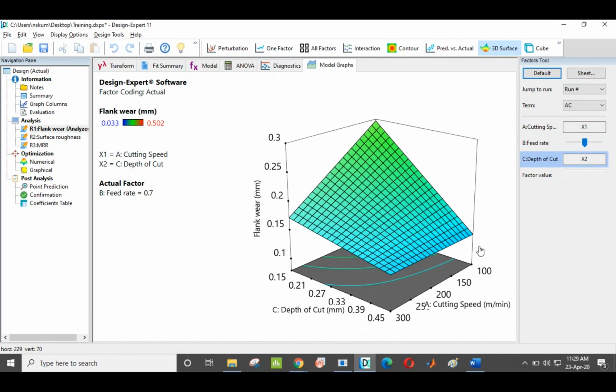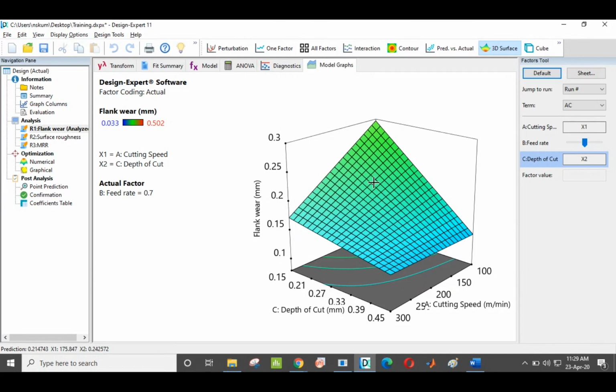So with the change in cutting speed, an increase in flank wear is observed, but with the change in depth of cut, this is 0.15 and this is 0.45. With the increase in depth of cut, the flank wear tends to lower in a linear manner. So by using these response plots, we can identify. These response plots are fitted based on the developed model.